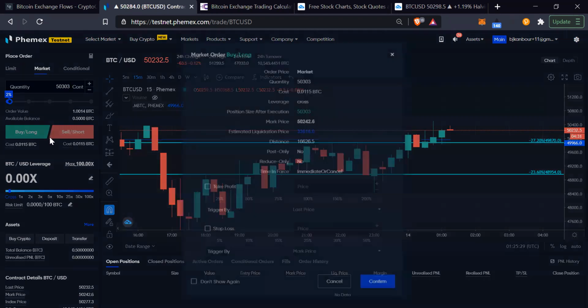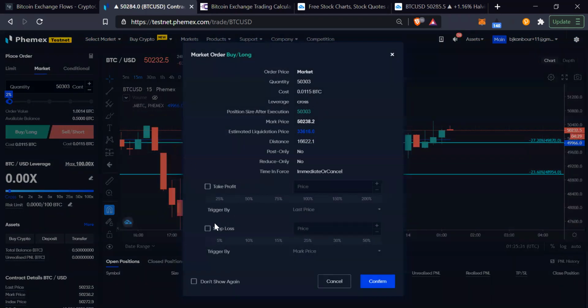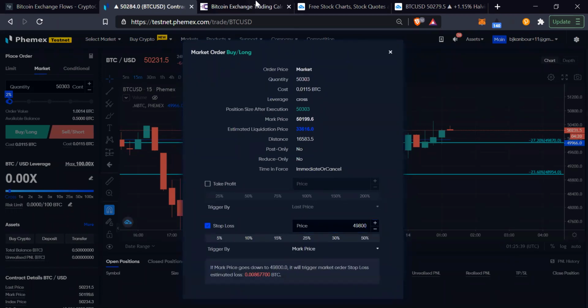So 50,303. Now we're going to click buy because we want to make a trade that is risking the price going up. Now here I put my stop loss just by selecting this button. I'm going to enter 49,800, the same price that we had here for our stop loss. And I want to switch the trigger price to last price. By default, it's always set to mark price. We want to change it to last price.